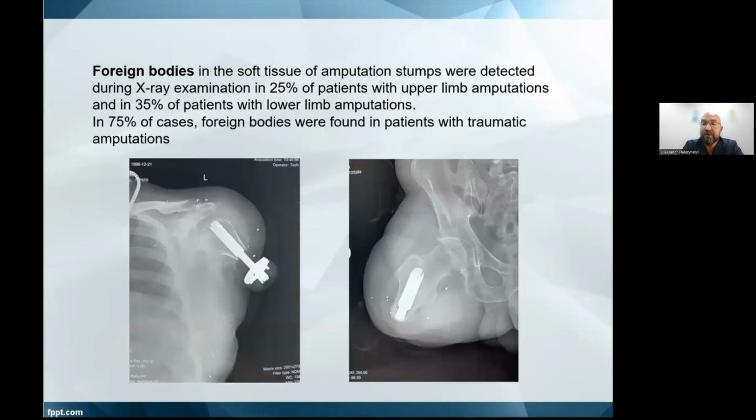Foreign bodies were found in the soft tissue of amputation stumps in 25 to 35% of cases, more often in traumatic amputations due to mine explosion wounds. In our opinion, this point should be given special attention, since any foreign body can be a source of infection.